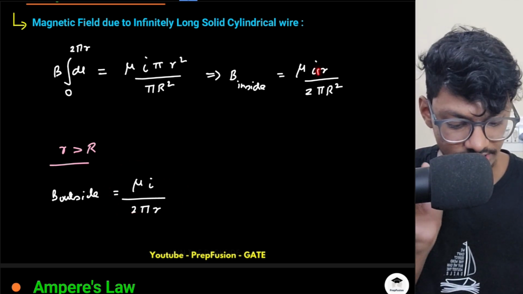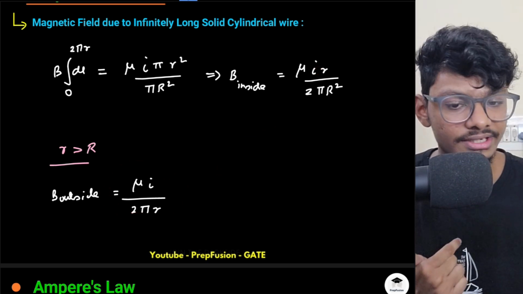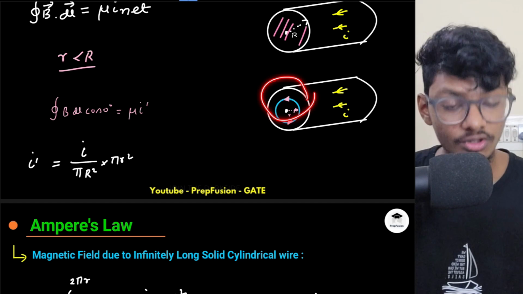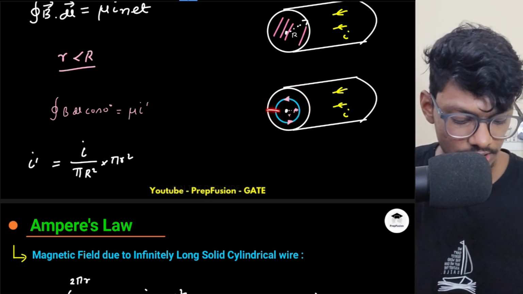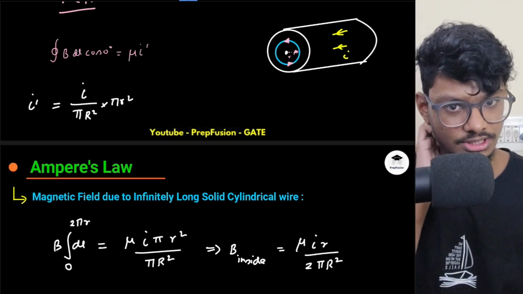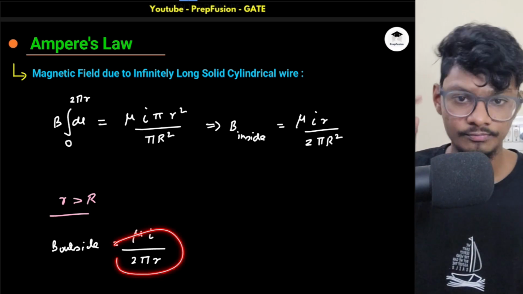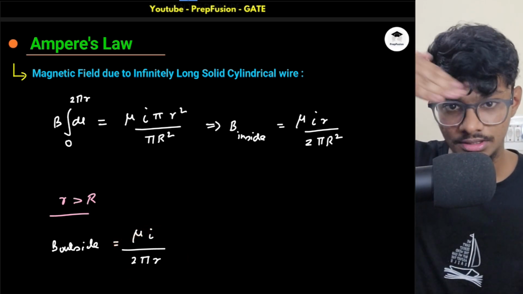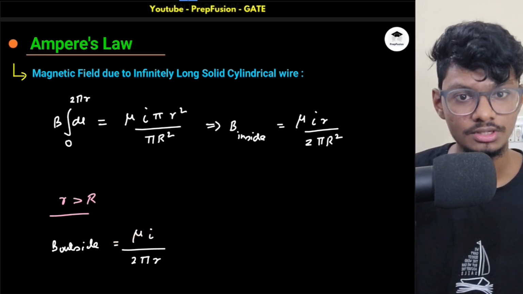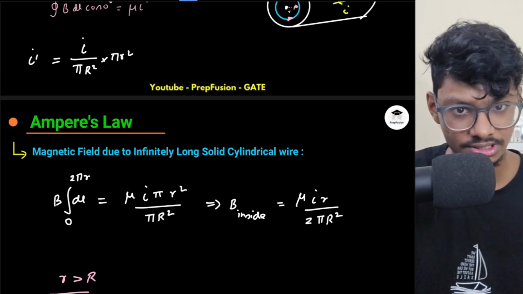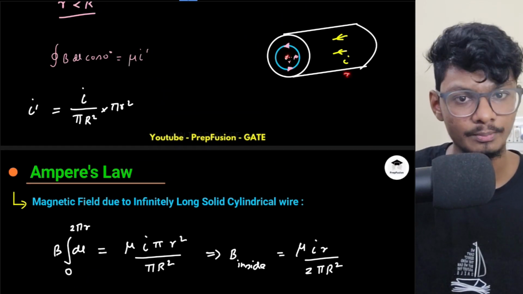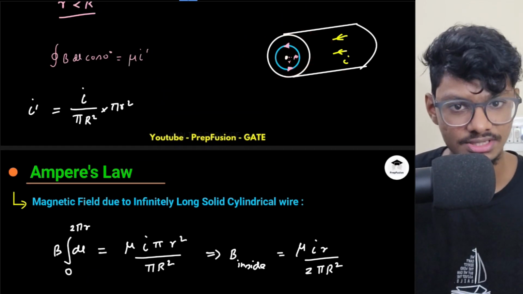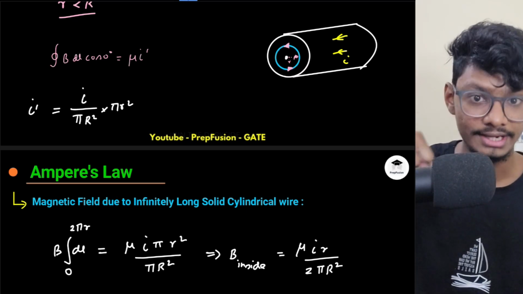Just be careful. So inside it is linearly increasing. Why is it linearly increasing? As the current is increasing, right? The current enclosed by the cross section is increasing. But outside it is decreasing in inverse fashion. Why? Because obviously the distance from this point is increasing, but the current is same. The current is same, but the Amperian loop radius is increasing.